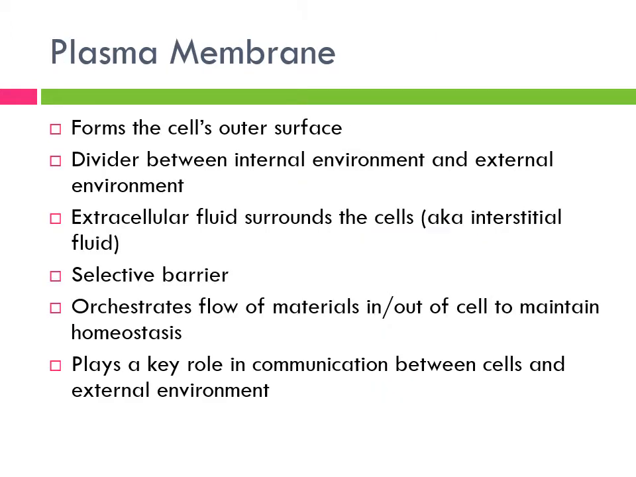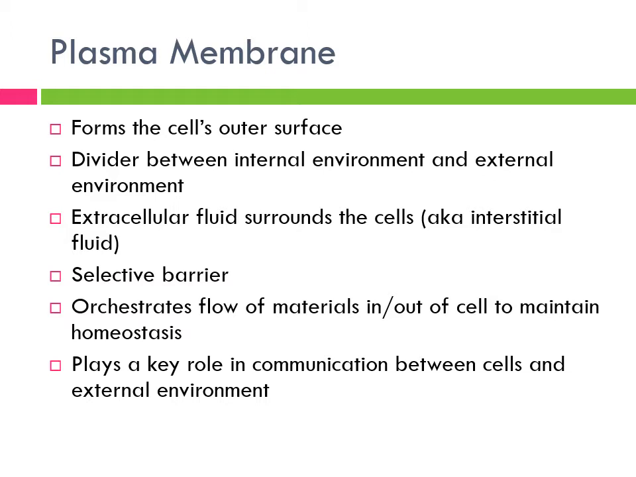The plasma membrane forms the outside of the cell. It's a division between what's outside the cell in the external environment and what's inside the cell in the internal environment. The fluid that's outside of the cell is called the interstitial fluid. That's fluid that is within tissues in between the individual cells.